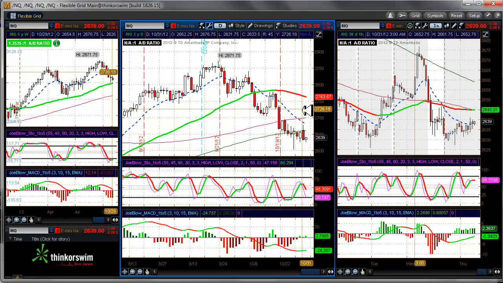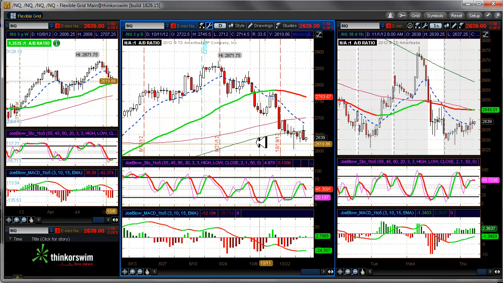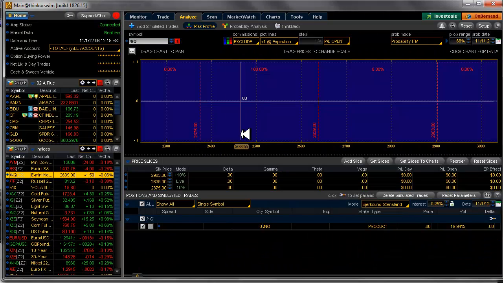The other thing I want to take note of is all the moving averages are starting to come together here. That's usually a sign that probably something's going to happen one way or the other. And something always does, doesn't it?